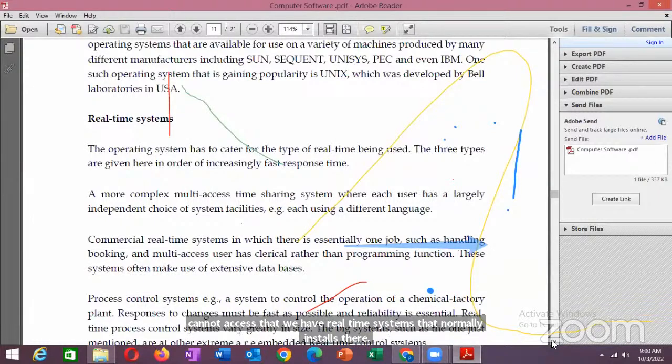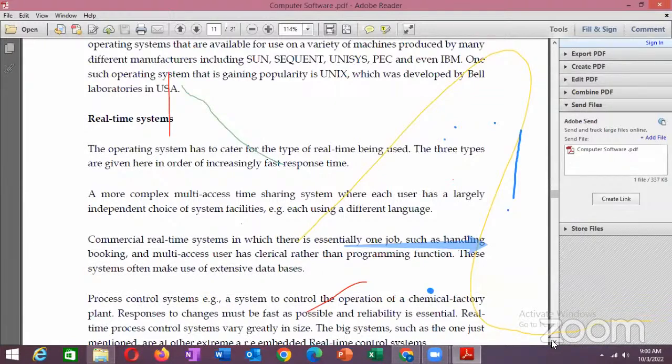Real-time operating systems are very critical, or in where there are dangerous chemicals. So you can put a real-time system. The real-time operating system has to cater for the type of real-time being used. The three types are given here in order of increasing fast response.